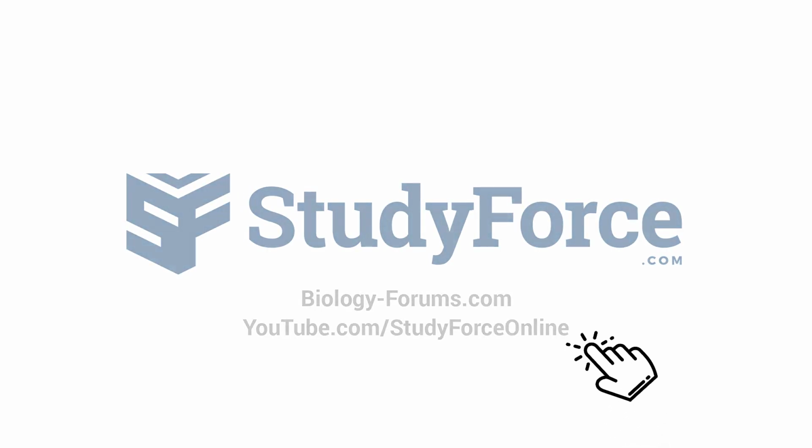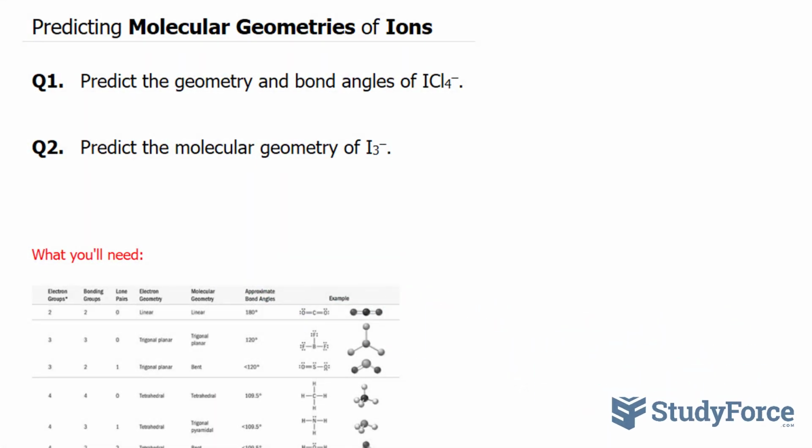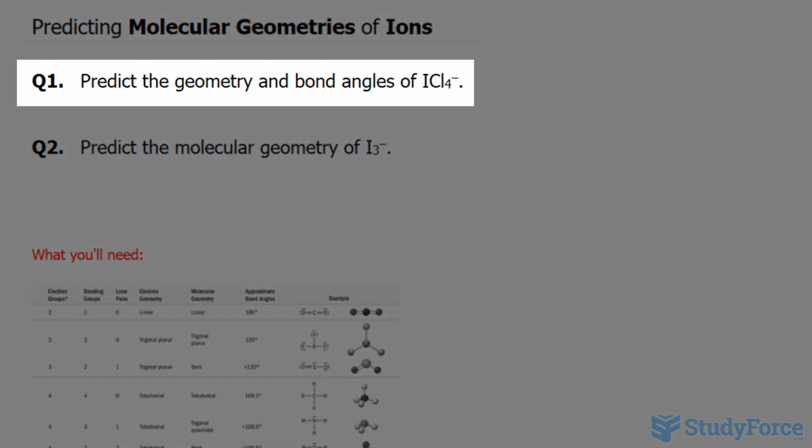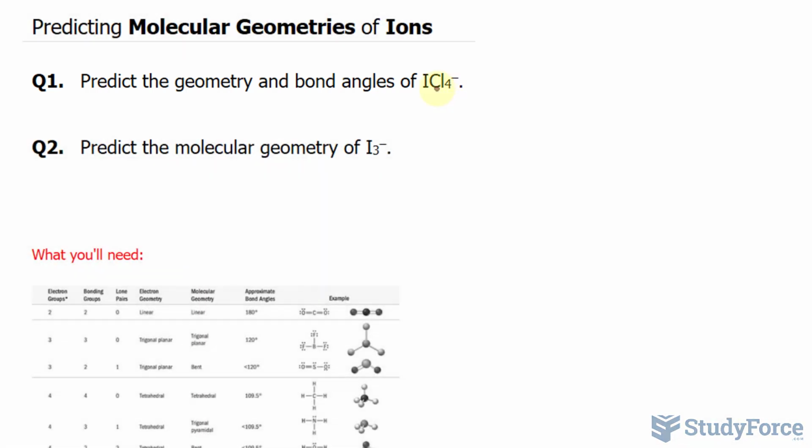In this lesson, I'll show you how to predict molecular geometries of ions. Question 1 reads, predict the geometry and bond angles of the molecule ICl₄, and this is a negative ion, as you can tell from the superscript.